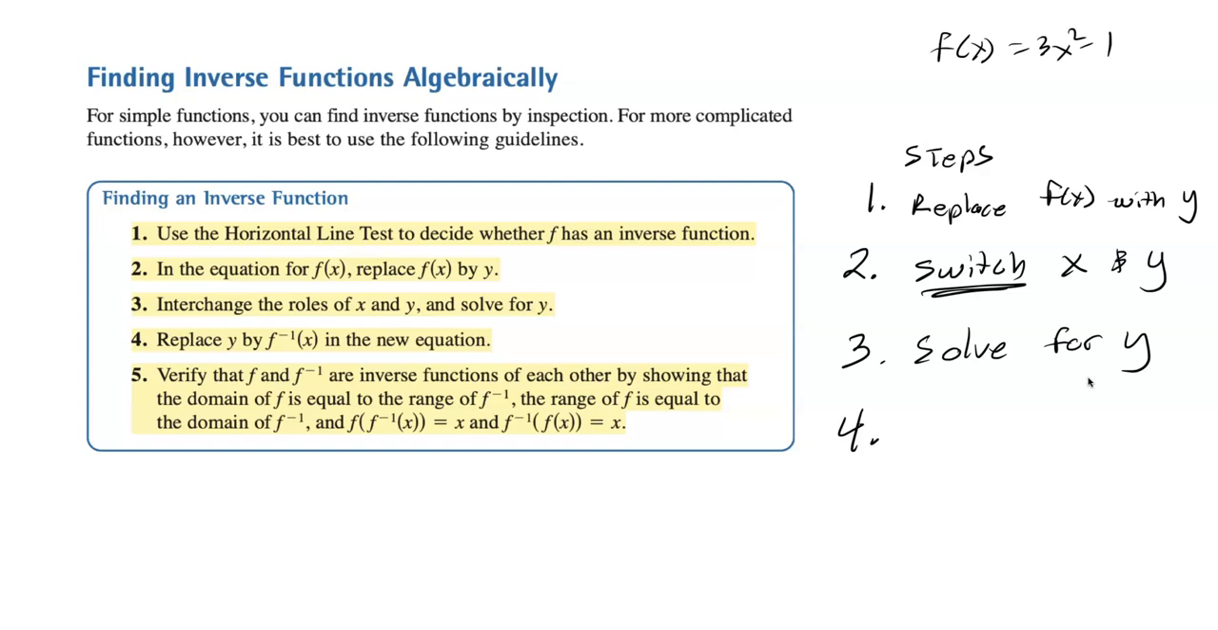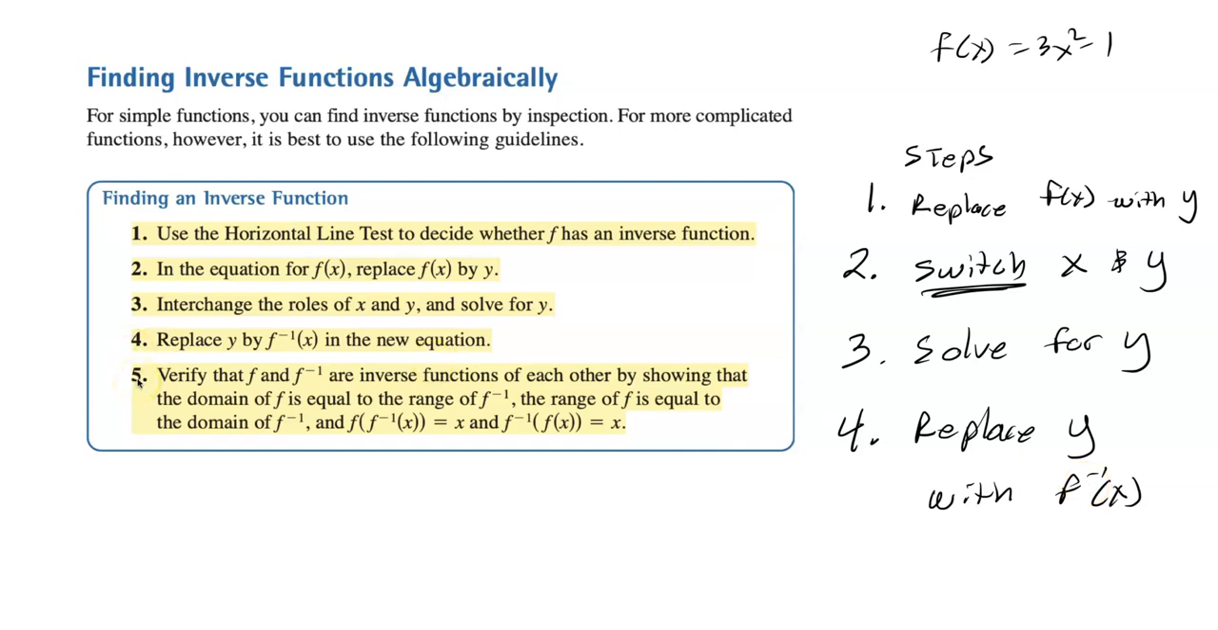And then step 4, replace y with f inverse of x. Right, so we want to name it properly. So we do all the math. So step 1, to make it work better, we're going to change f of x with the y. Then we're going to switch x and y. We're going to solve for y, and then we're just going to go, okay, this is our inverse, so plug it in there. Then step 5 is check your work.